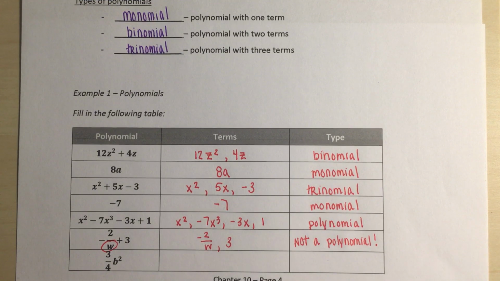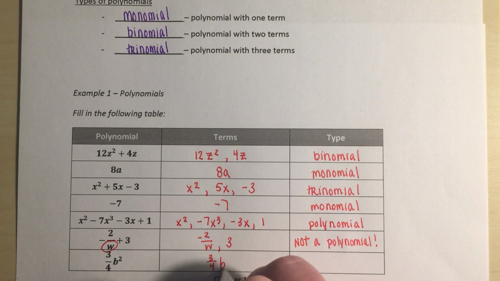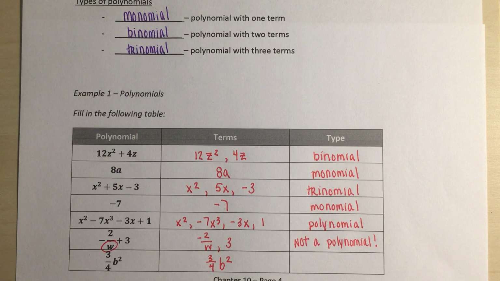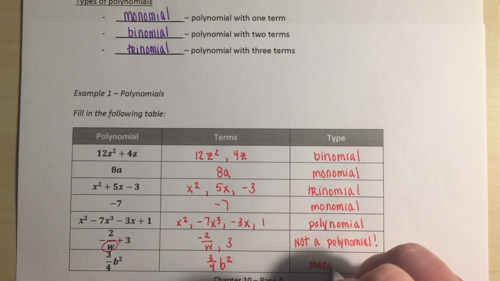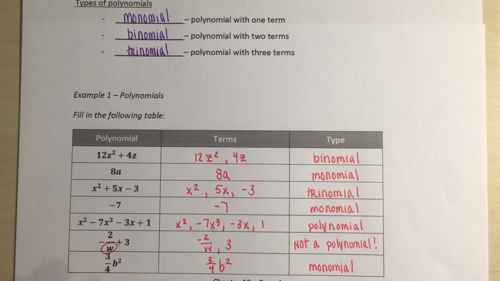Now if we compare this to this last one here, our term is 3/4 b squared. Notice that our variable is off to the side, right? We just have a number in our denominator. That's allowed, right? This is still a monomial. So we can have fractions as coefficients. We're not going to run into many, maybe one or two problems for the entire chapter. I'm going to choose to put fractions as coefficients in there. So for the most part, we don't have to worry about it.